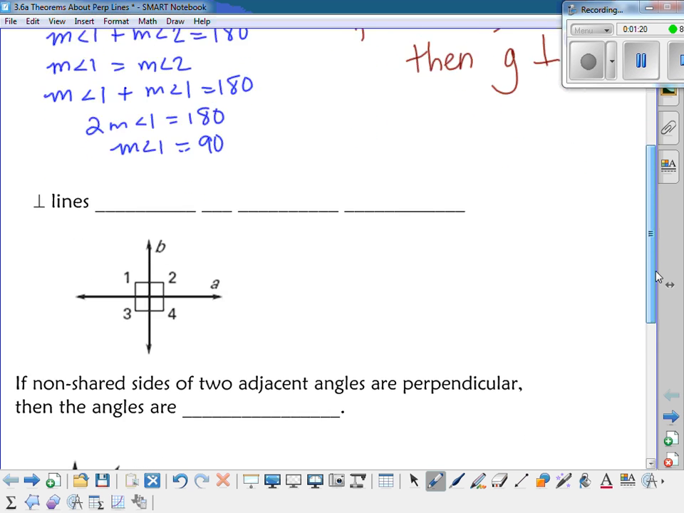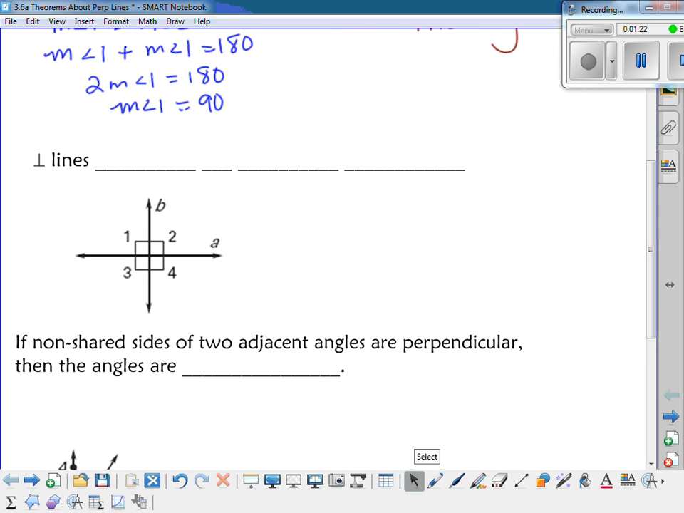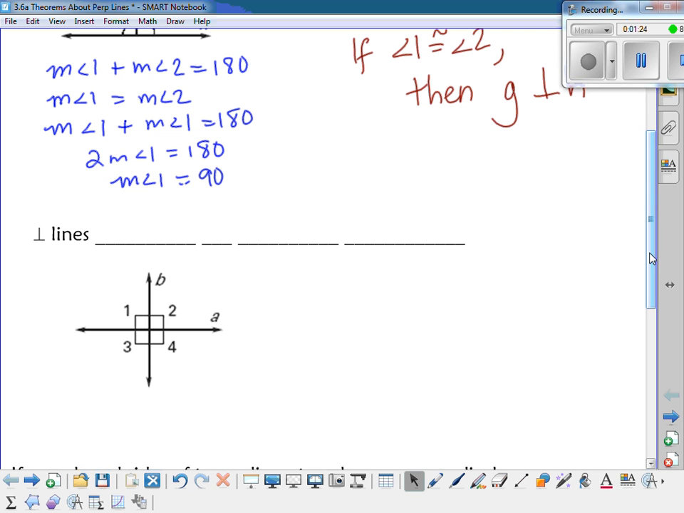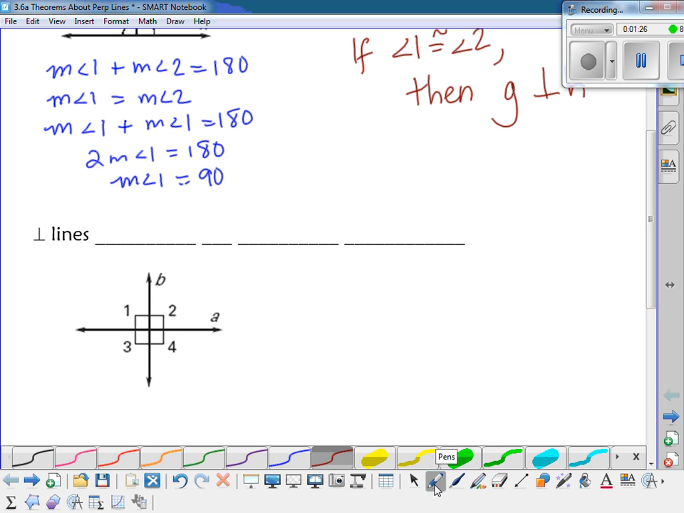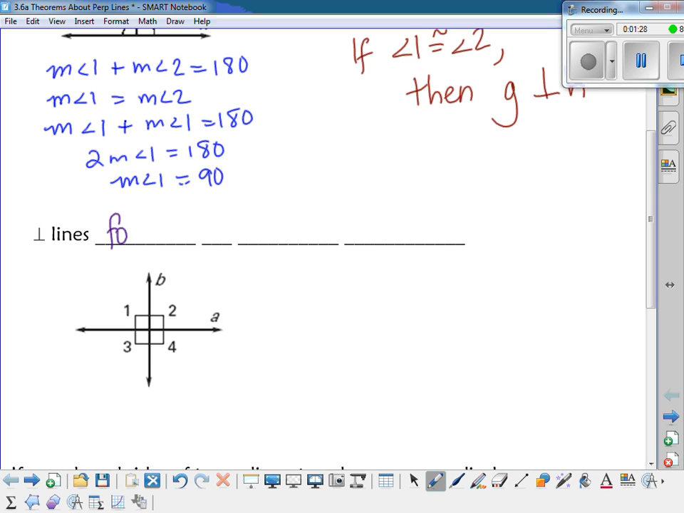The next theorem states that perpendicular lines form 4 right angles. And this makes sense also, because suppose that I just started with angle 1 as a right angle, that's 90 degrees.